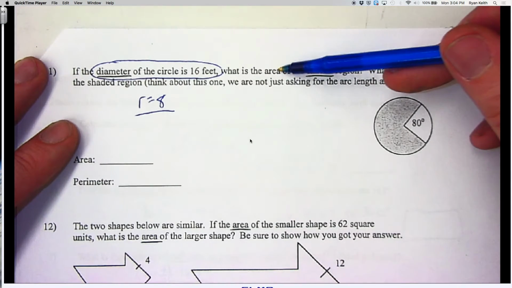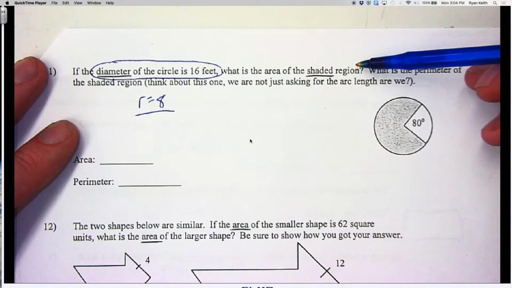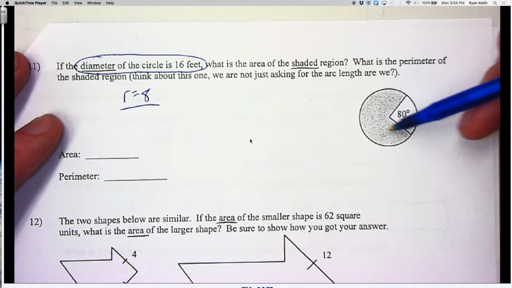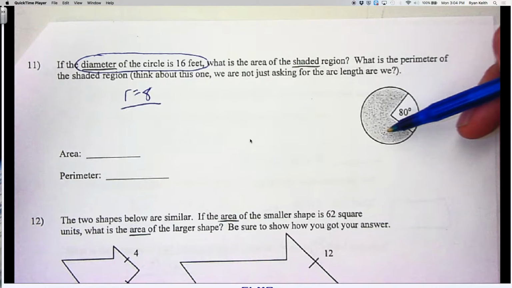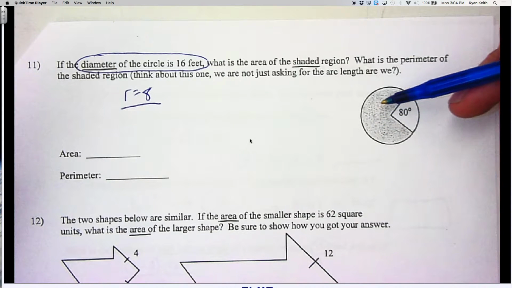First thing, what is the area of the shaded region? So we come to the shaded region here. We did lots of these problems. This is called a sector of the circle, the colored in part. It's called a sector.